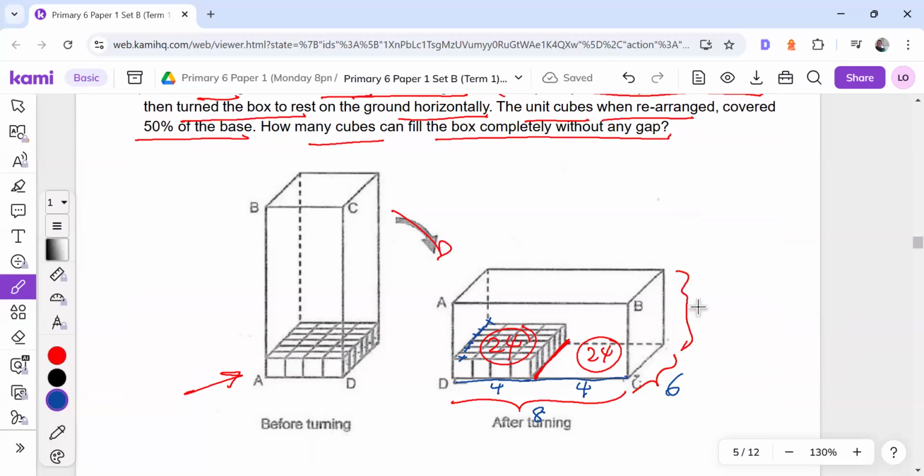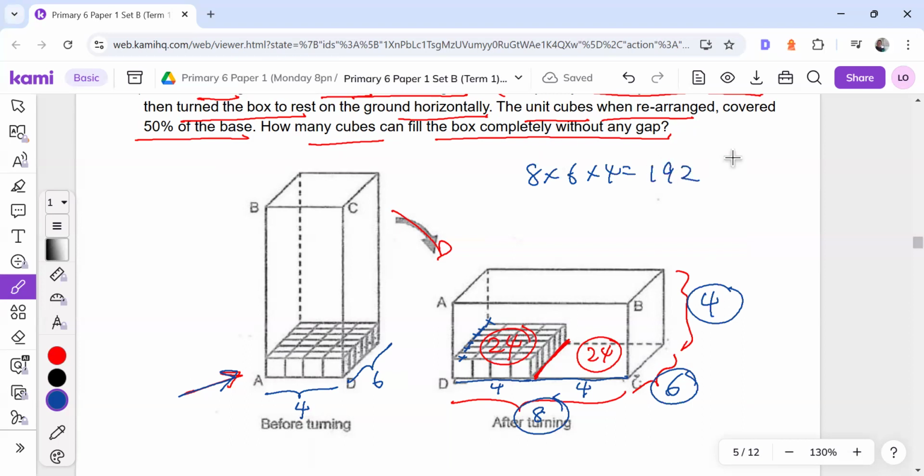Okay, and then how about the height? How many cubes? Then you go back to this one. If there are 6 cubes here, then here must be what? Here must be the height, right? The height, which is 4. Then what is the total cubes you can put inside the box? 8 times 6 times 4, right? So 8 times 6 times 4, you get how many? All right, this one use calculator, so I can do faster. Okay, so you can have 192 cubes in the box altogether.